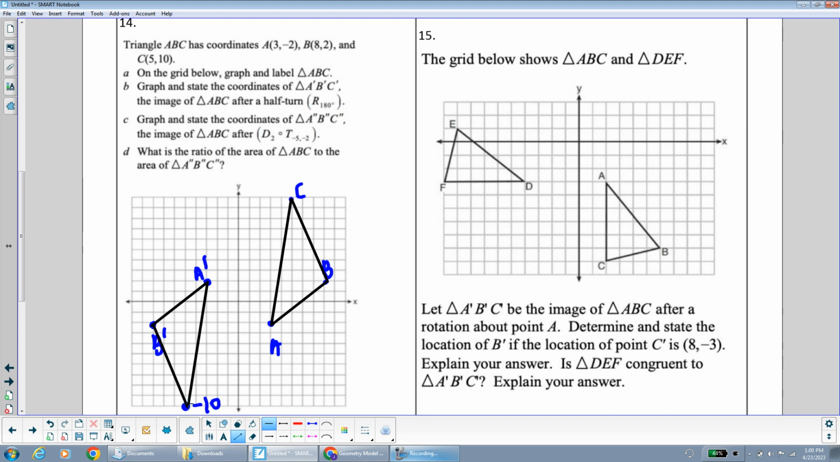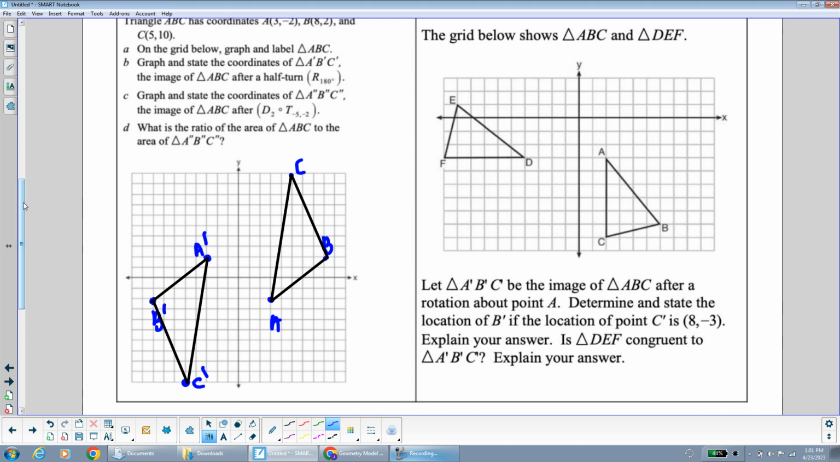Okay, then we are taking our image points. And what did I label that -10? That should be C prime, because I guess I was thinking that was a y coordinate, -10. So now we are translating it and then dilating it. Remember when you see this symbol for a sequence of transformations, we're going from right to left. So we're going to translate and then we're going to dilate. So I'm going to take each point and move 5 to the left and 2 down. And then I'm going to dilate by 2.